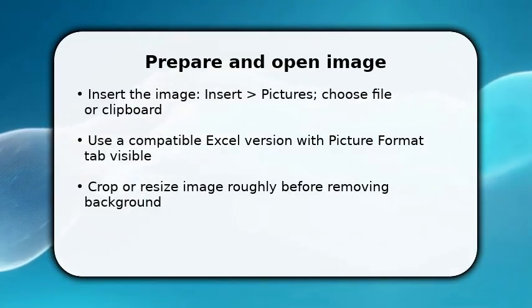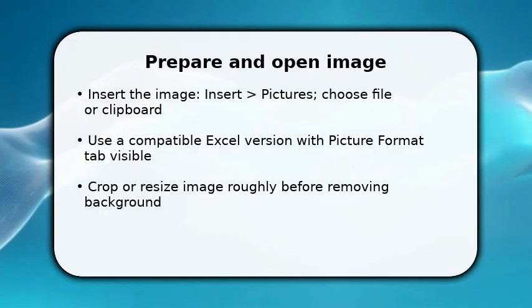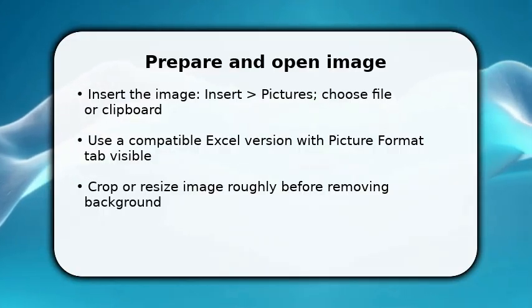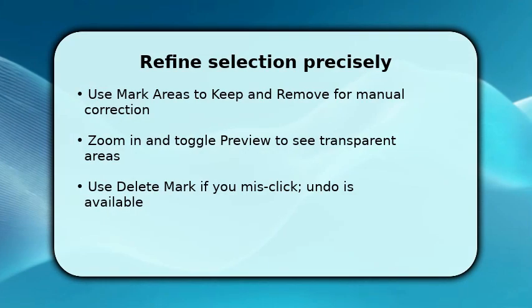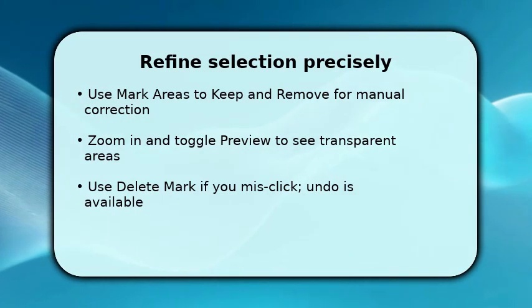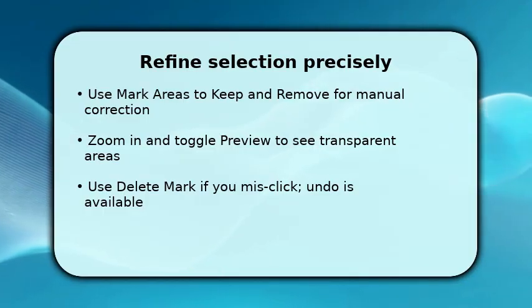Next, click Picture Format, then Remove Background to begin. Excel auto-selects areas to keep and remove based on contrast and edges, so you don't waste time on guessing where to click first. Once Excel shows the magenta mask, zoom in and inspect edges closely. This view helps you decide where to refine.